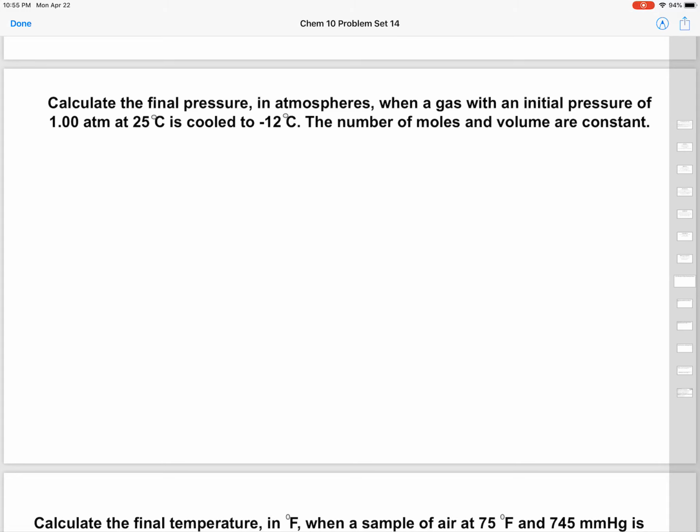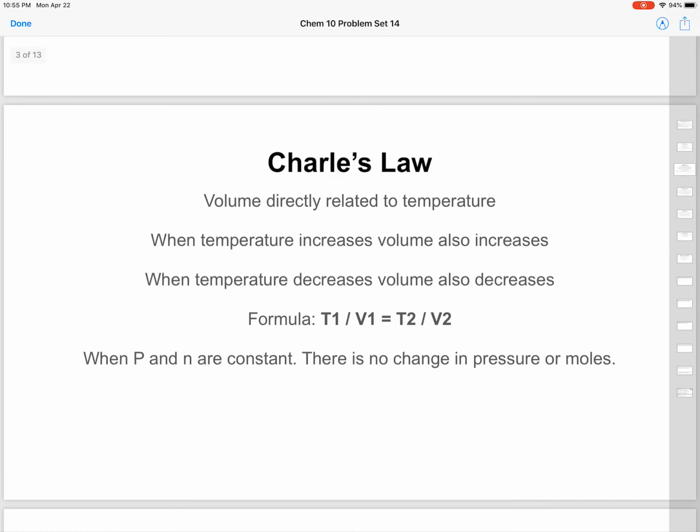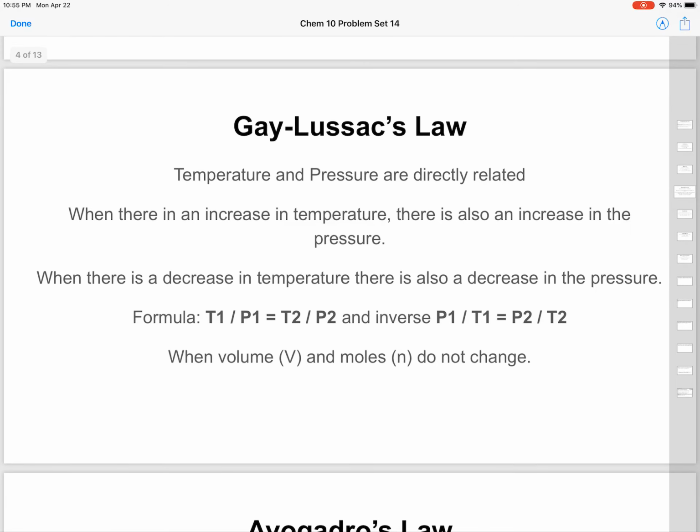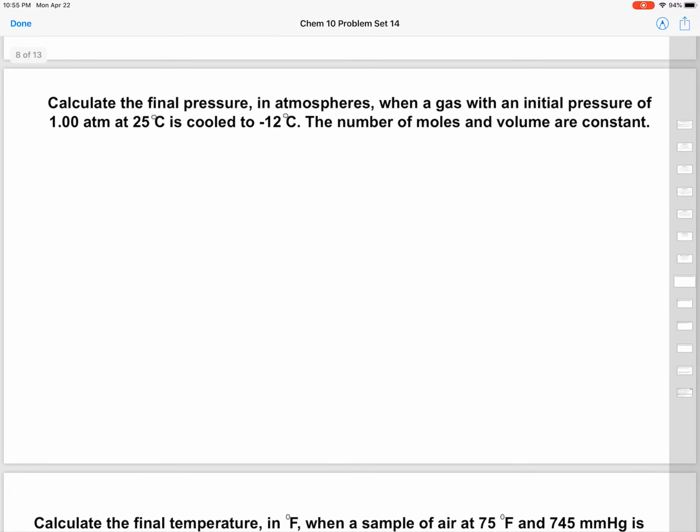So if you refer back to your gas laws, you will see that the gas law that relates temperature and pressure is going to be Gay-Lussac's law, which tells us the temperature and pressure are directly related. And the formula that we're going to use for that is P1 over T1 equals P2 over T2. And you can also use the inverse depending on what it's asking you for in your equation.